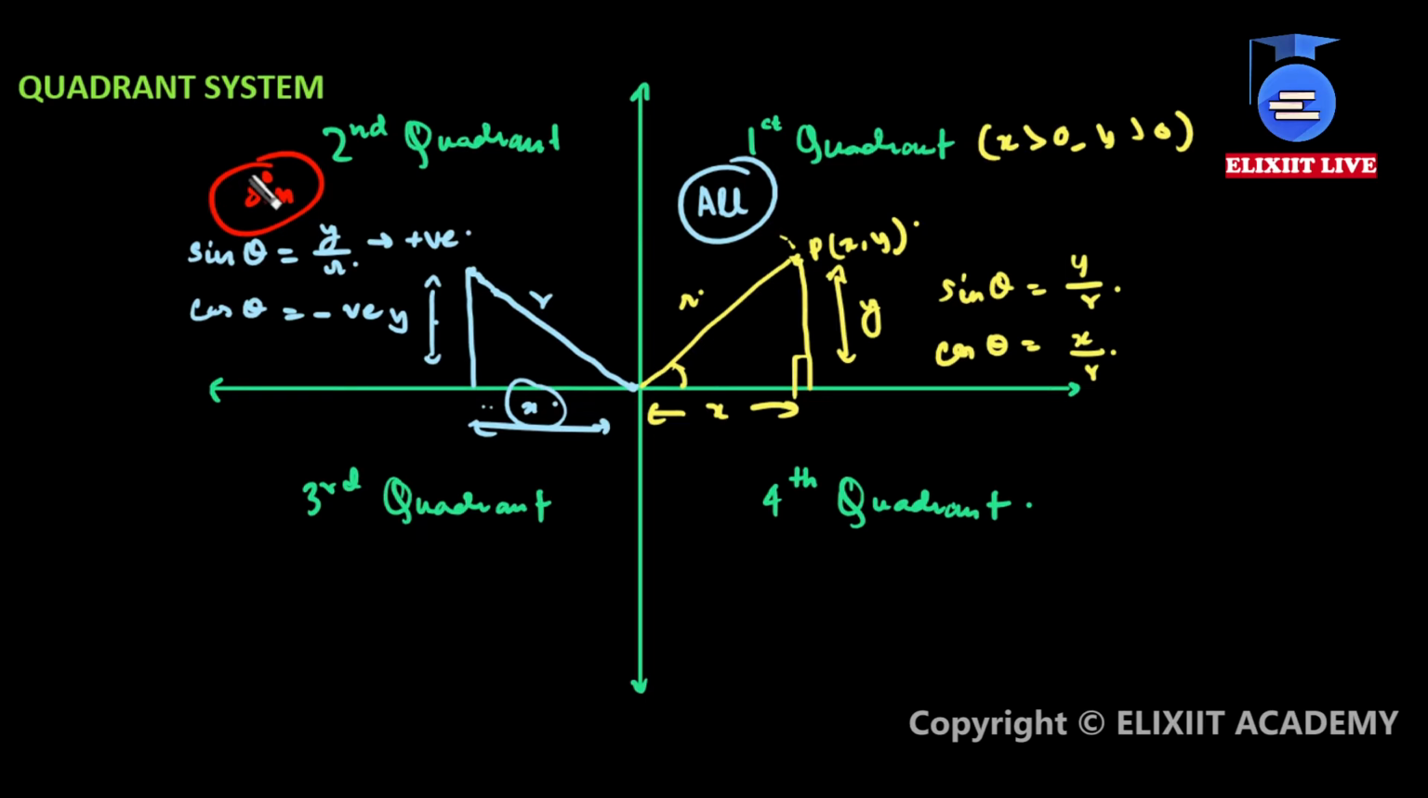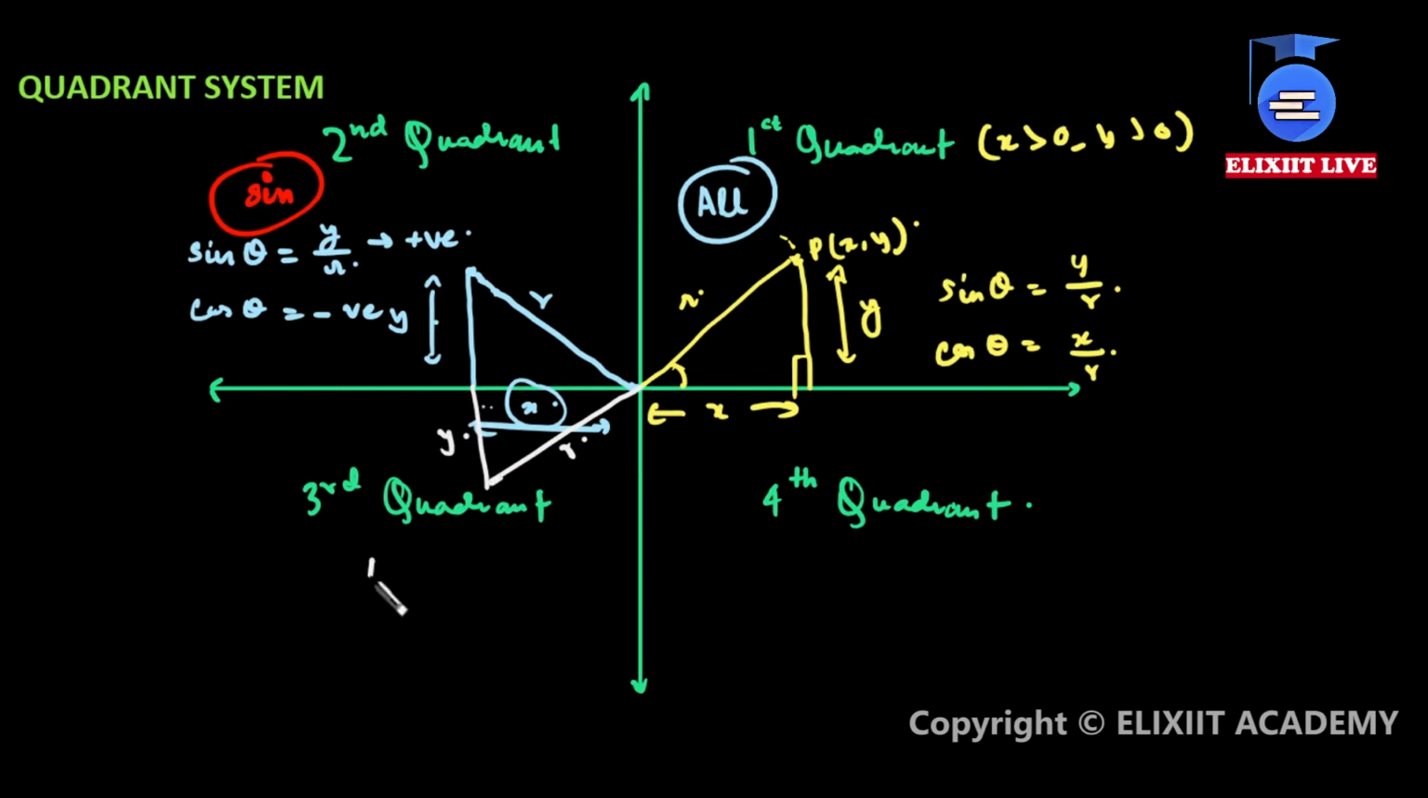Gradually the same logic applies in the third quadrant also. Over here, suppose this much distance is r, this is your x distance, and this is your y distance. So here what is positive? Tan is positive. Why is tan positive? Because in the third quadrant, both x and y are negative.